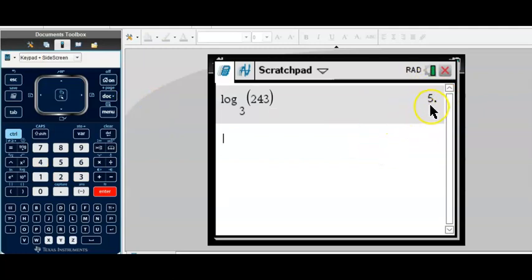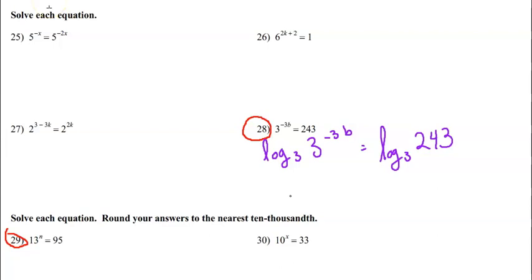So that basically means that 3 to the 5th power is 243. And that's the way you can check this. So let's go ahead and write our next step. Those cancel. We have negative 3b equals 5.